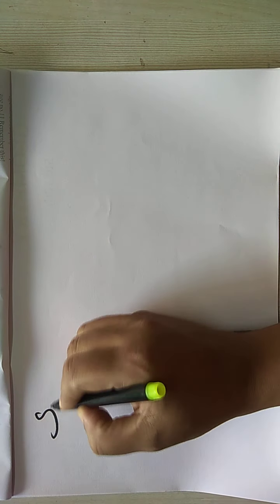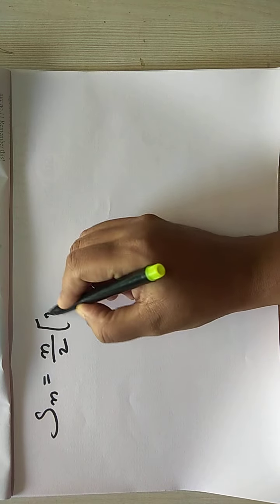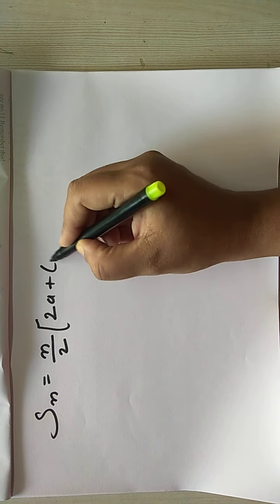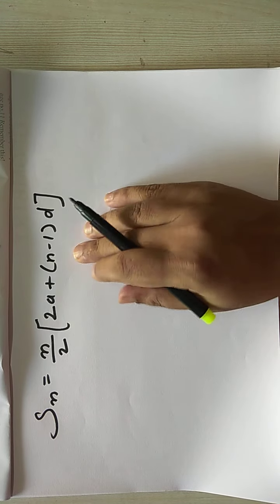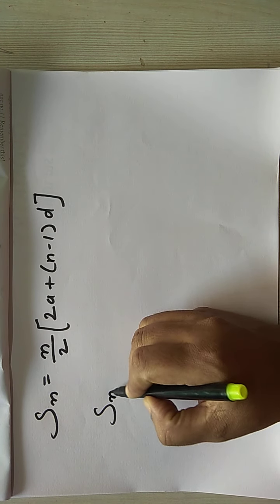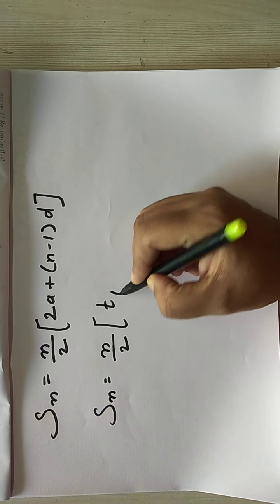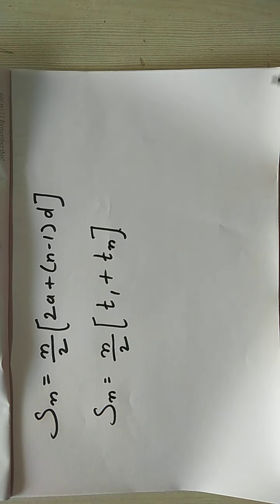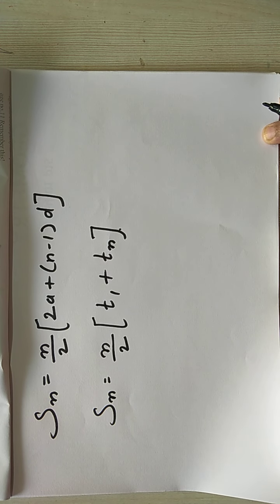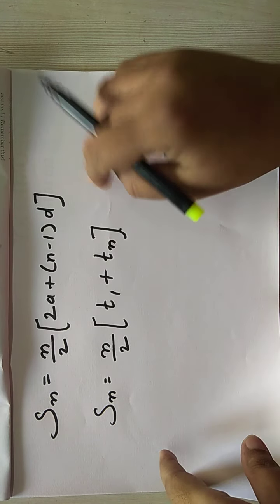The formula of Sn is n upon 2, 2a plus n minus 1 into d. You need to learn this formula by heart. Another formula of Sn is n upon 2 into T1 plus Tn. These two formulas can be used properly wherever required. We need to learn these two formulas by heart.